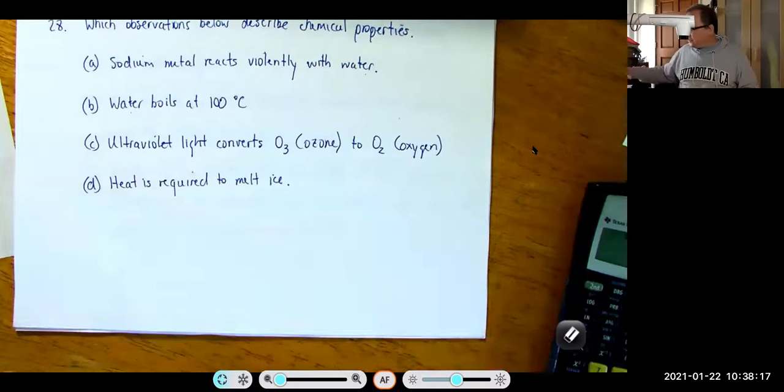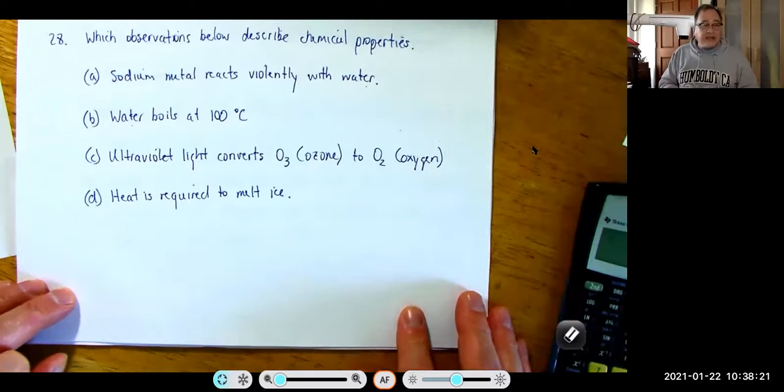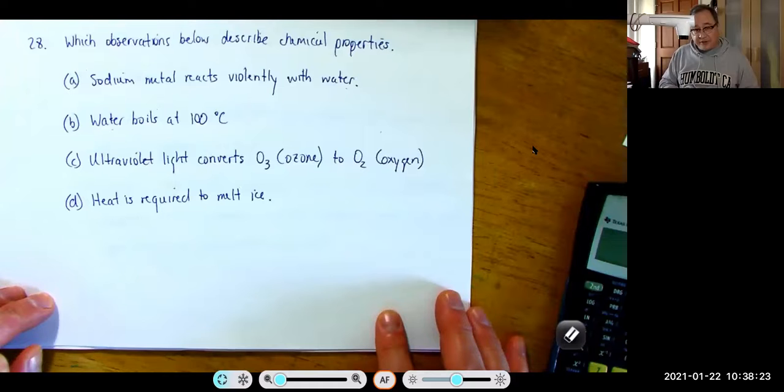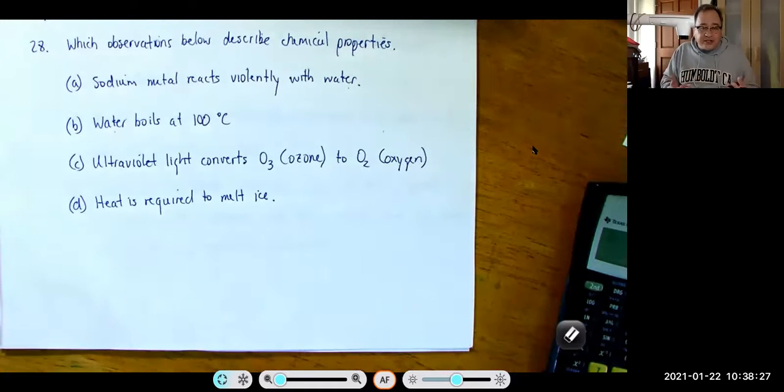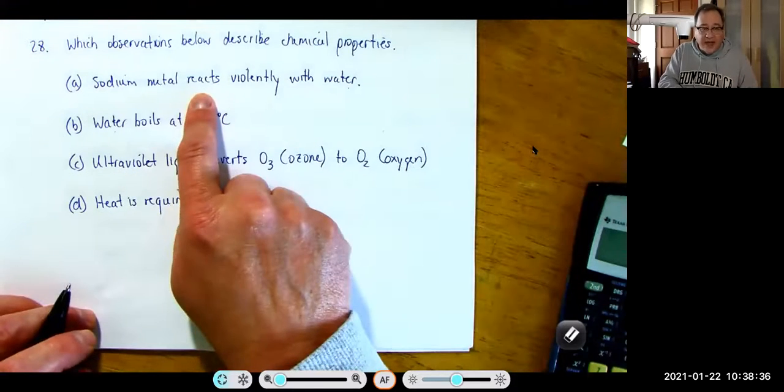Which observations below describe chemical properties? And that's as opposed to physical properties. So chemical property means that we're looking for a reaction, something that's changing the formula. And I think it's clear from A that this is a chemical property because of the one keyword, reacts.